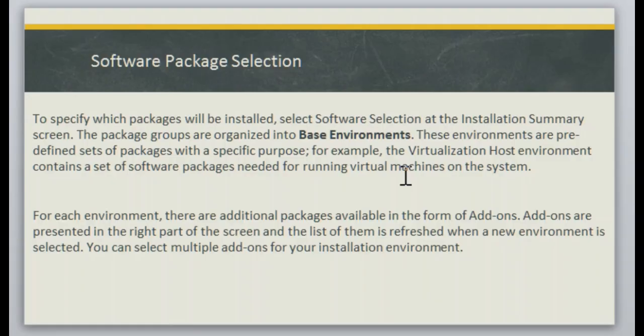So this is that screen, and on there you saw a bunch of different types, and we can click on those and they're all going to have predefined packages installed with it to optimize it for that role. So for each environment there are additional packages available in the form of add-ons. Add-ons are presented in the right part of the screen, and the list of them is refreshed when a new environment is selected. So you can select multiple add-ons for your installation environment.